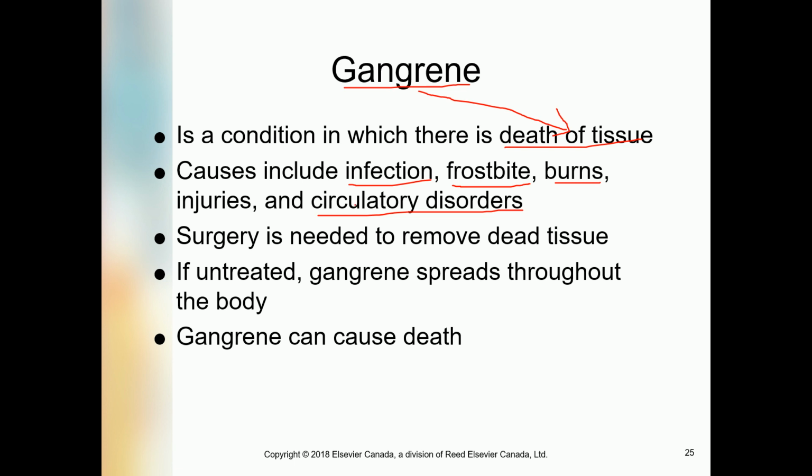It's a minor surgery. Surgery is needed to remove the dead tissue. If untreated, gangrene spreads throughout the body. The dead tissue makes the surrounding tissue also dead. See, one rotten potato in a big sack can make other potatoes rotten like that. A little piece of dead tissue can make the living tissue very bad, dead. If the gangrene is not treated well, it can cause death.